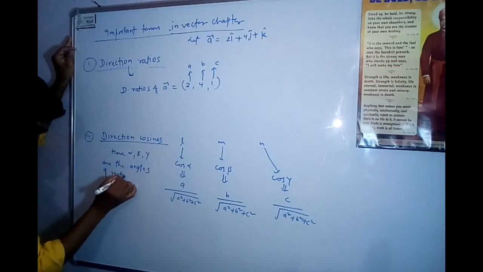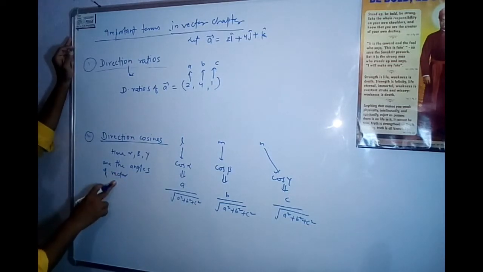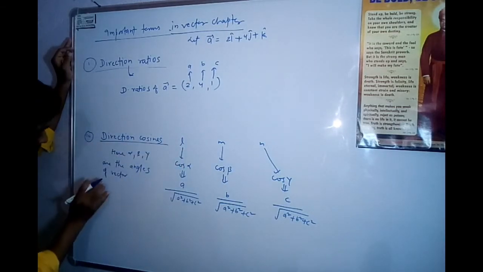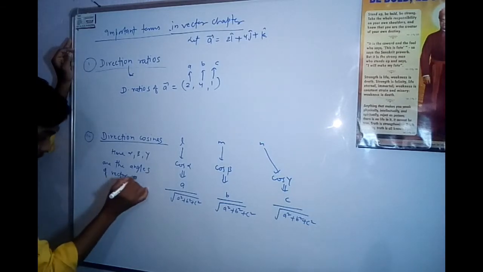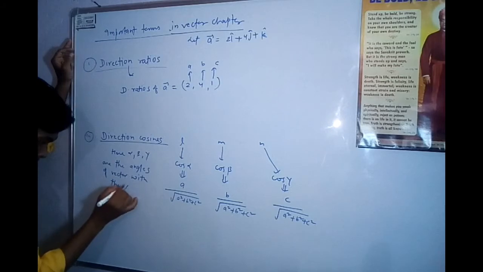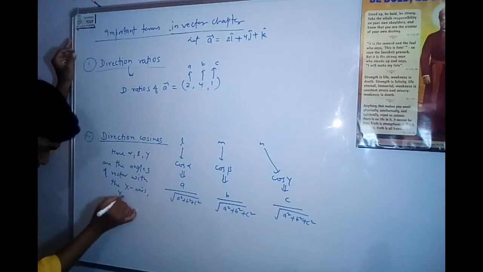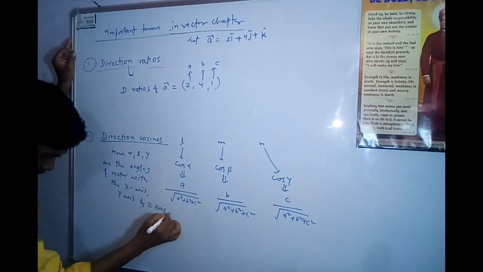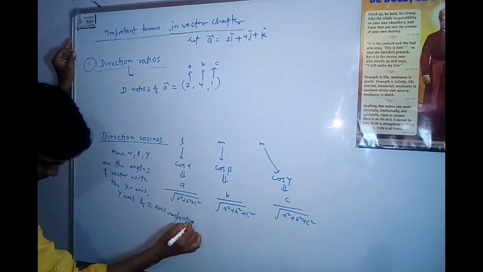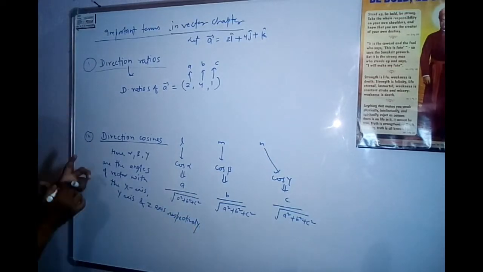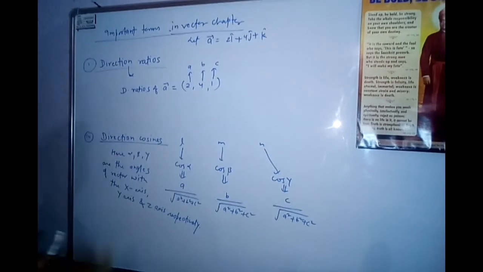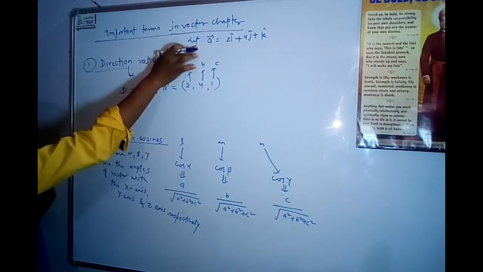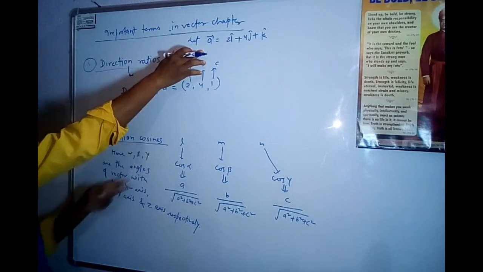of the vector. Vector means which vector? The vector whose direction cosines we are calculating now. So the angles of the vector with the x-axis, y-axis, and z-axis respectively. So direction ratios, direction cosine. So for this vector we can calculate direction cosine.